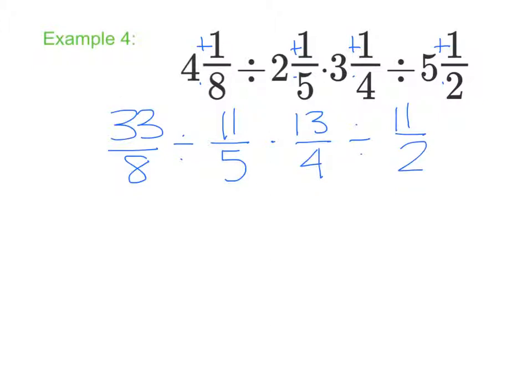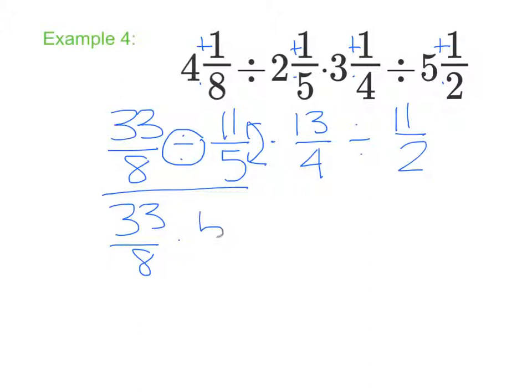I have 2 division signs here. I need to take care of those. I'm going to apply keep, change, flip. So looking at these first two, I will keep 33 over 8 the same, change division to multiplication, and I will flip 11/5. So I'm going to rewrite that now. 33 over 8 times 5/11.